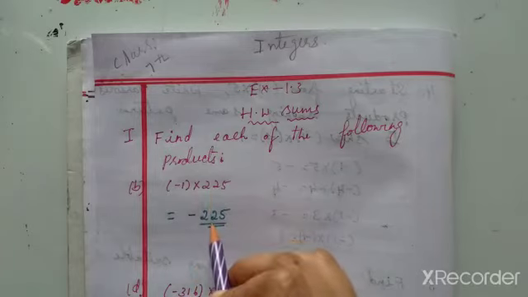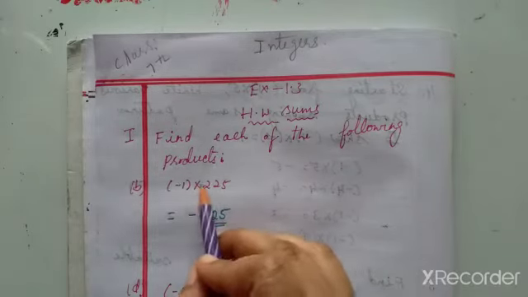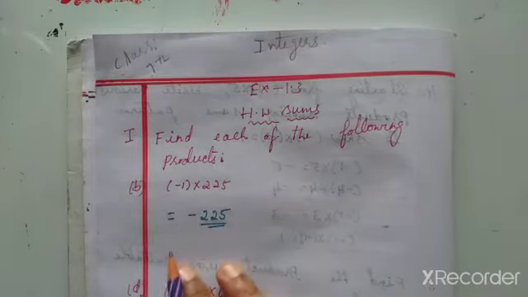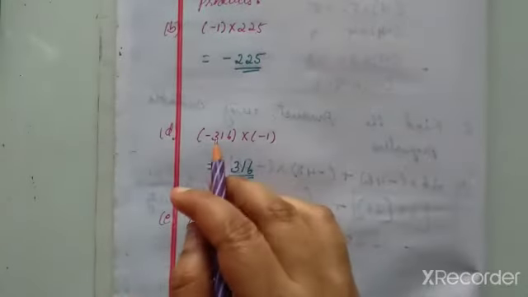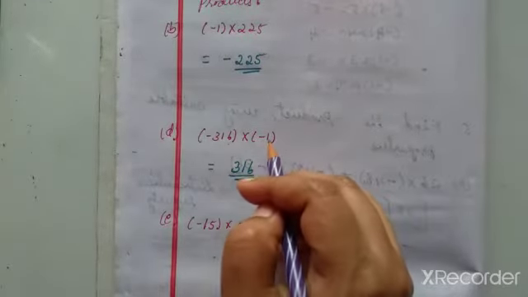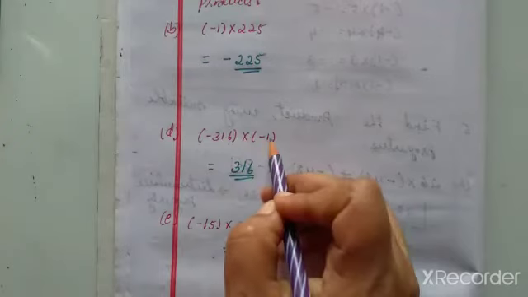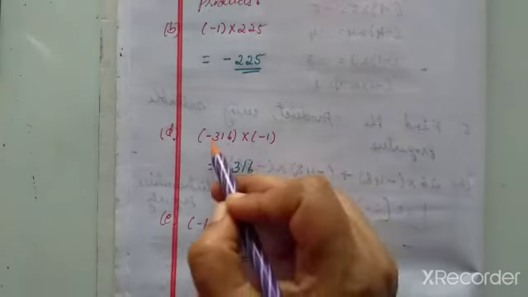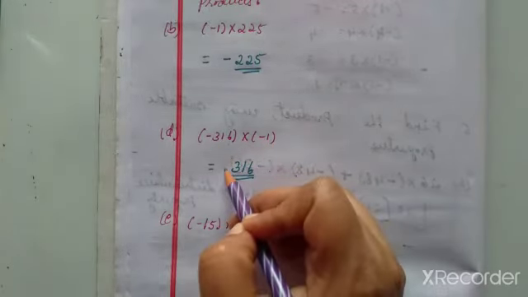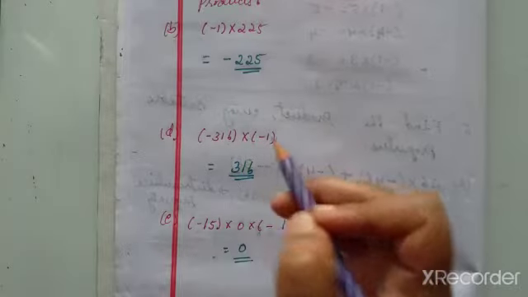1 into 225 is 225. Minus into plus is minus. Now D1, minus 316 into minus 1. 316 into 1 is 316. Minus into minus is plus, no need to write. No symbol means plus symbol is there.